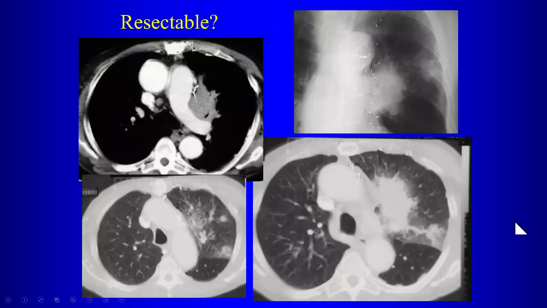This tumor, is this resectable? No. Why not? It's invading the pulmonary artery. Right, this tumor is involving the pulmonary artery here in the mediastinum. It's involving the main pulmonary artery right there. So that would be unresectable, okay?